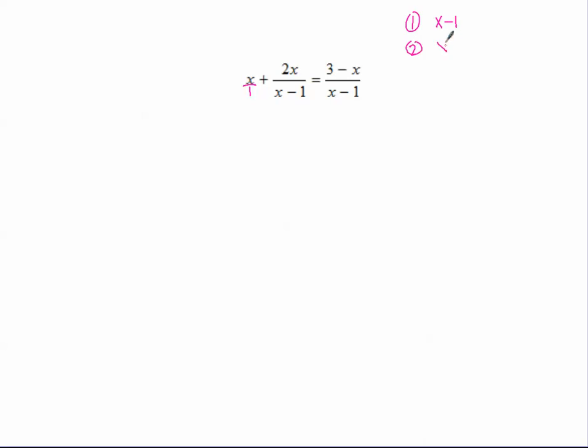2, what are the restrictions? Well, x cannot equal 1 from that. So now we need to multiply everything by the LCD. So now everything has been multiplied by the LCD, and let's figure out what we got.